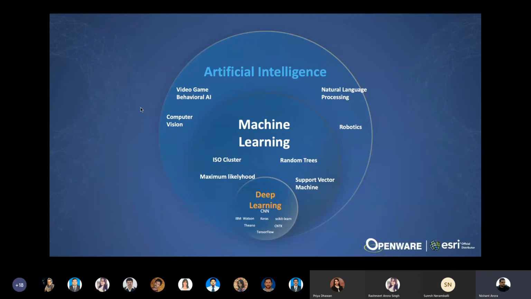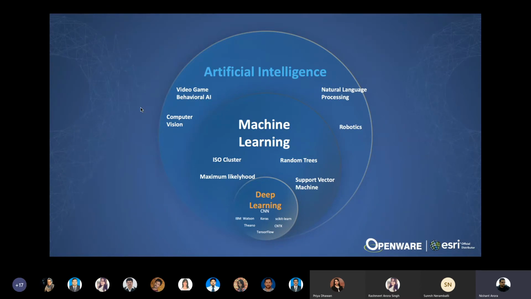Some of the artificial intelligence applications commonly used in today's world are natural language processing, computer vision, video game behavioral AI, and robotics. For machine learning, there are several techniques or algorithms available for classification, clustering, and object detection. These could be maximum likelihood classification methods or support vector machine methods.